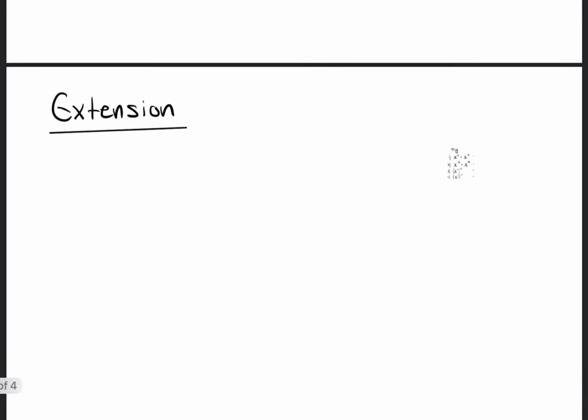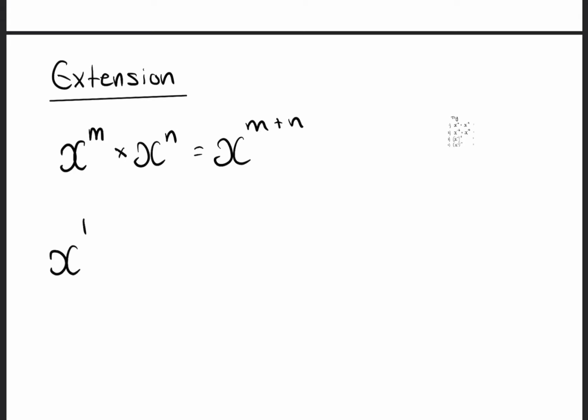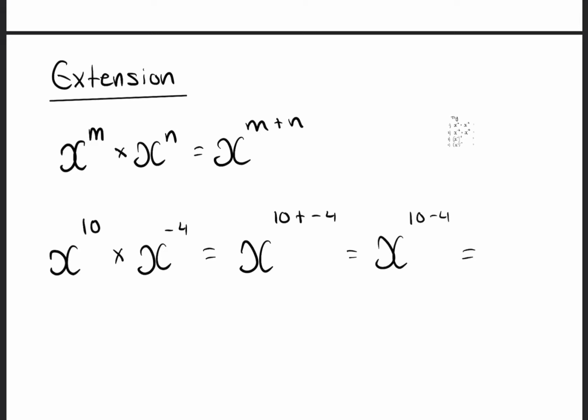Let's look at an extension. So, what happens with negative numbers? So, we said our law was x to the m times x to the n, you add them up. Well, we do the same, the law doesn't change for negative numbers. So for example, x to the 10 times x to the negative 4 is the same law. X 10 add negative 4, which just becomes 10 minus 4. That's x to the 6.